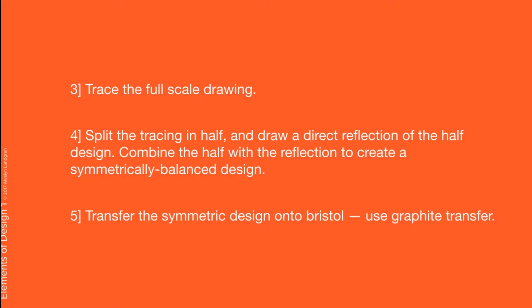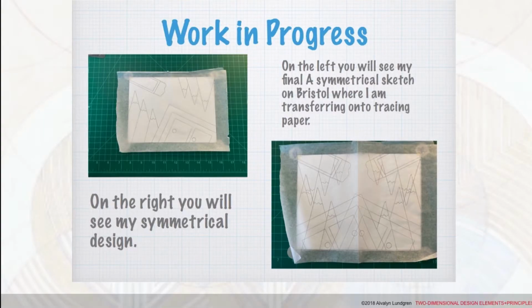Then you're going to trace the full scale drawing. You've done the drawing on Bristol, then you're going to trace it. You're going to lay over a piece of trace and tape it down and trace the frame and trace what's inside the frame. So here's a work in progress. We see that underneath the trace, we've got the white Bristol.